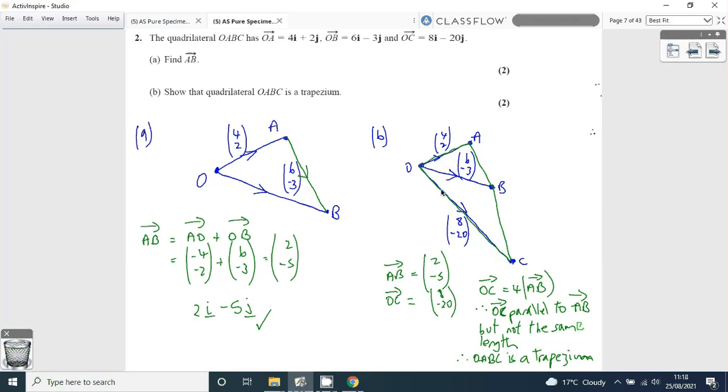For part B, I've done a quick sketch just to help me gather my thoughts, and whilst it's only a sketch, I can see that my two parallel sides are going to be AB and OC. Those are the potential two parallel sides. Now I know the vector AB from part A is (2, -5), and the vector OC I'm given in the question is (8, -20). Now I can see that OC is just 4 times the size of AB. So OC is parallel to AB, but not the same length. Therefore, OABC is a trapezium.